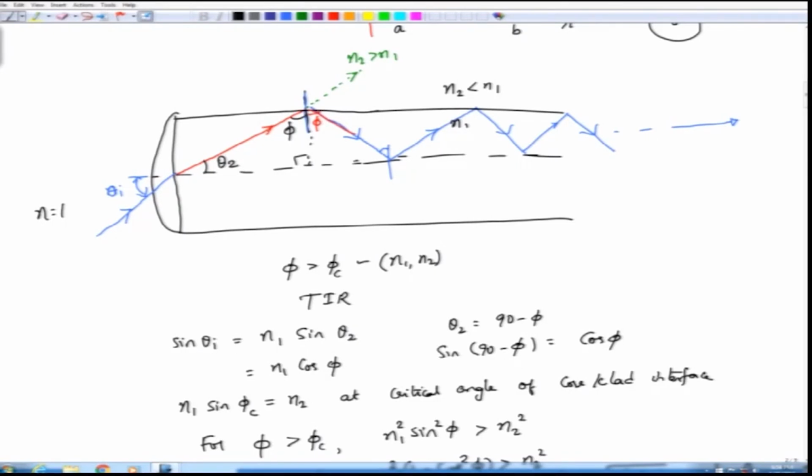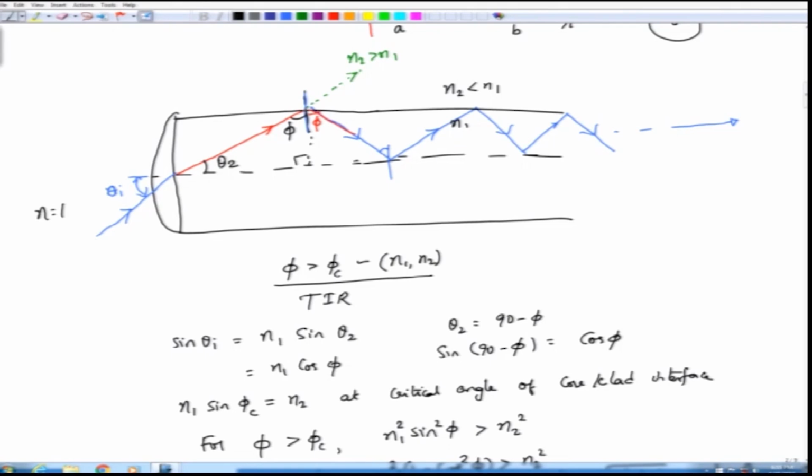The core cladding interface must allow a total internal reflection, because once there is total internal reflection at the core cladding interface, whatever power is going from the core will be reflected back into the core itself. Of course, for all angles it will not happen, it will happen only after a specific angle is reached. As you start increasing the angle of incidence phi at the core cladding interface, you have to reach a certain angle called the critical angle, which is a function of n1 and n2, in order to induce the total internal reflection.